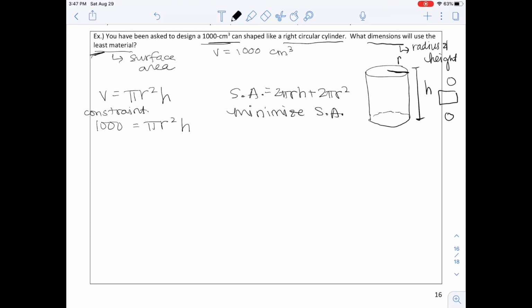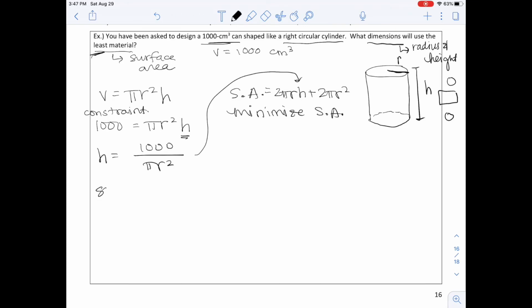And with only one variable that we need to have in this, right now we have two. We have radius and we have height. Pi is just a number, so that is not a variable, that's not changing, that's a constant. So what we're going to go ahead and do is solve for one of the variables in my constraint. It's easiest to solve for h. So if I were to solve for h, I'd have 1,000 divided by pi r squared. And I'm going to take this and substitute it in to h in my surface area.